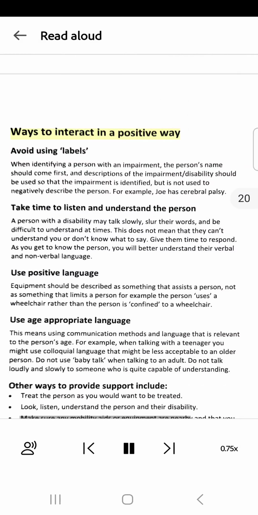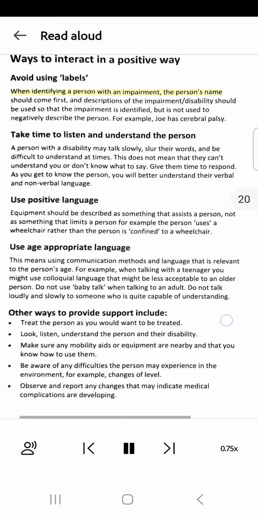Ways to interact in a positive way. Avoid using labels. When identifying a person with an impairment, the person's name should come first and descriptions of the impairment or disability should be used so that the impairment is identified, but is not used to negatively describe the person. For example, Joe has cerebral palsy.